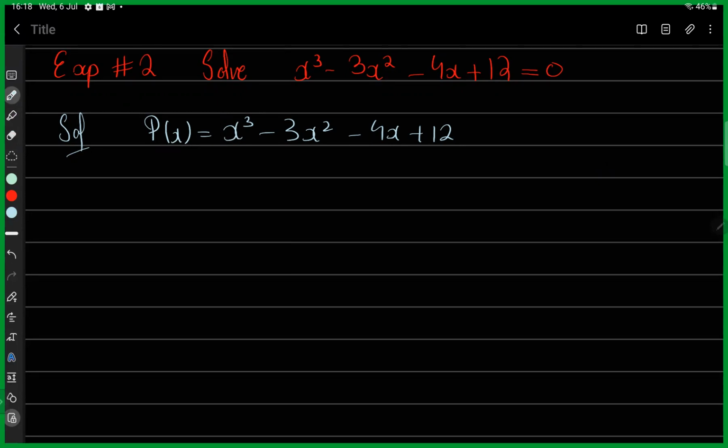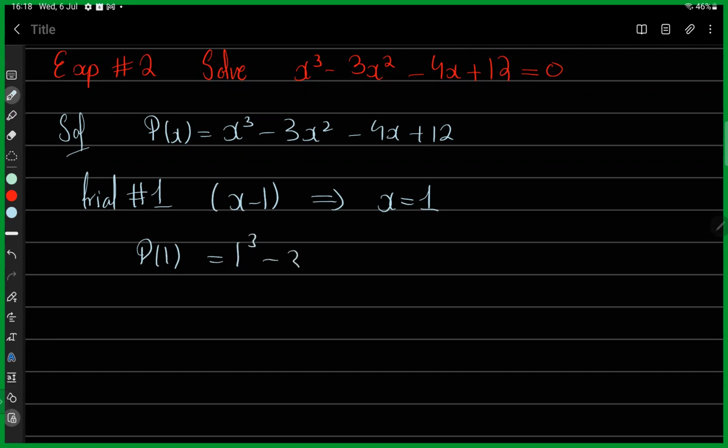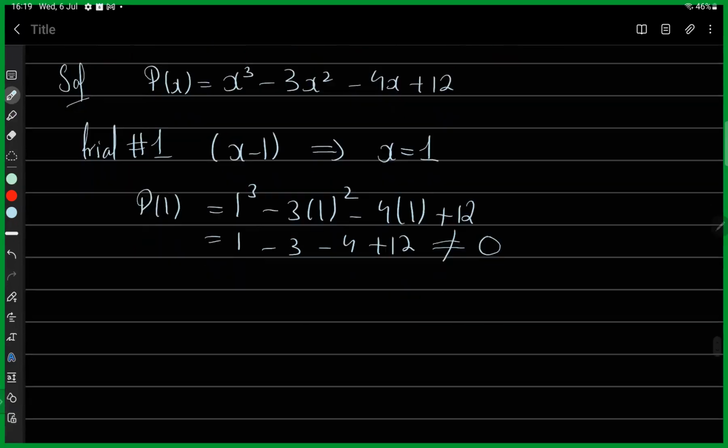So trial number 1. We say that x minus 1 can be a factor, and this would mean we need to check x equals 1. So p of 1 would give you 1 cubed minus 3 into 1 squared minus 4 into 1 plus 12. It's 1 minus 3 minus 4 plus 12. And it certainly does not give you 0. So this trial is wasted.